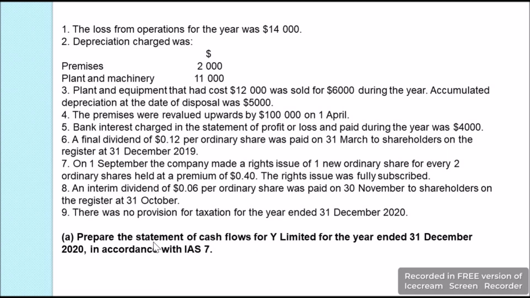And in the question, we are asked to make the cash flow statement for Y Limited for the year ended 31st December 2020, in accordance with IAS 7. So for this, the first two pieces of information given, that is the loss from operations for the year of $14,000, will be taken as it is, and then the depreciation charge, which was also given, for premises already calculated as $2,000, and for plant and machinery $11,000, will be taken. Furthermore, we will start with the working notes, and then we will proceed and make the cash flow statement.